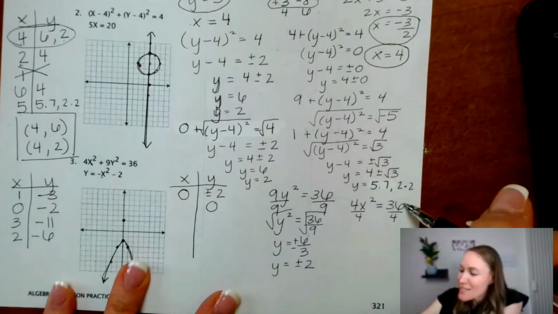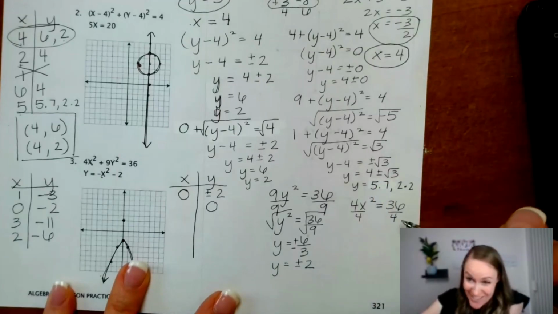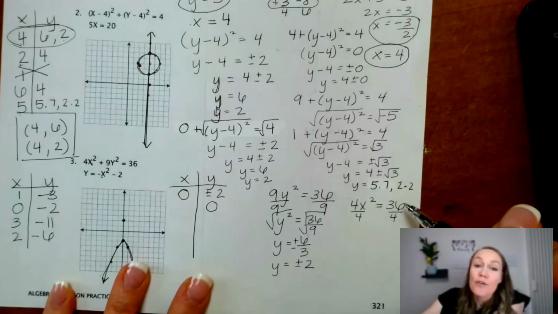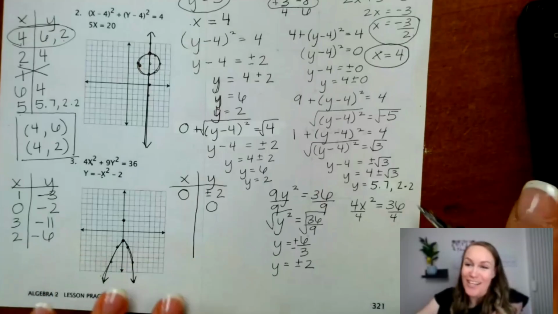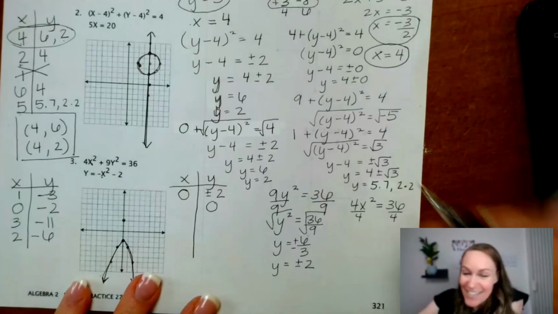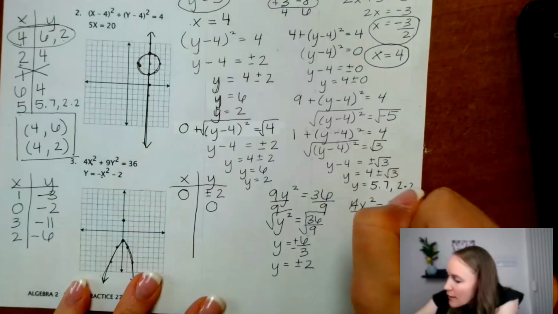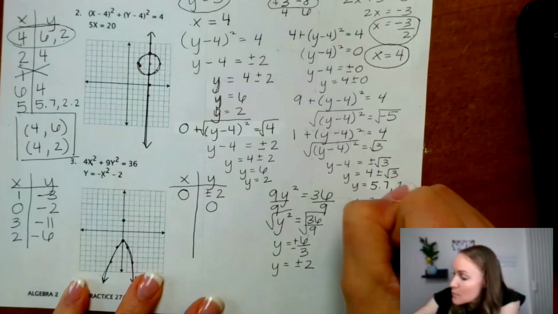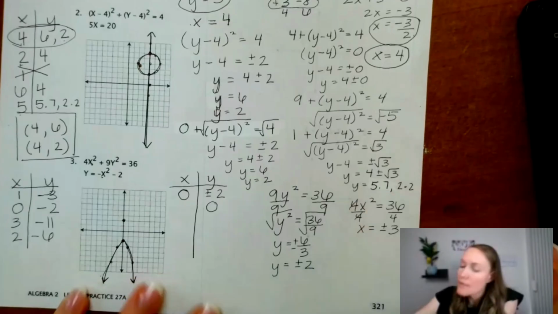Again, I'm noticing that both of those are squares. So I'm actually not going to reduce it right now, but I could. 36 is a math fact, right? So 36 divided by 4 is 9. So I have x squared equal to 9. I square root both sides. I get x equals plus and minus 3.